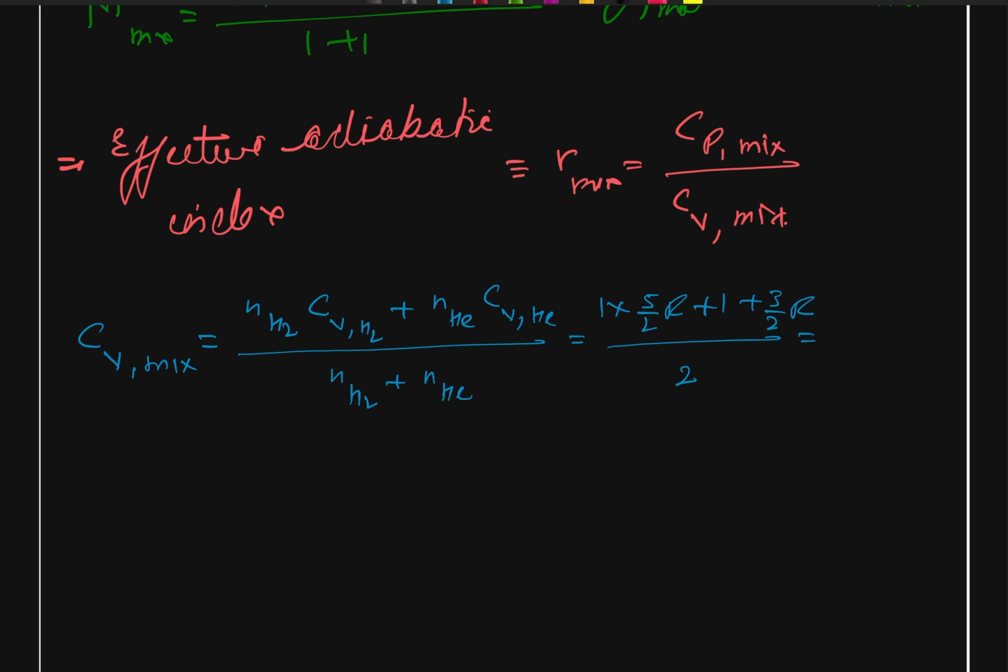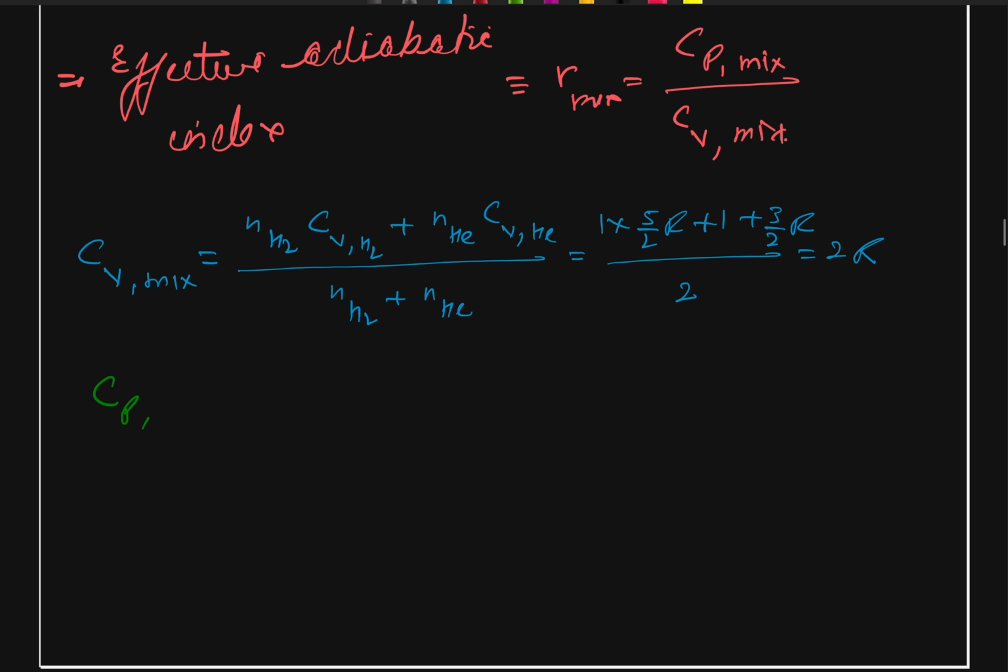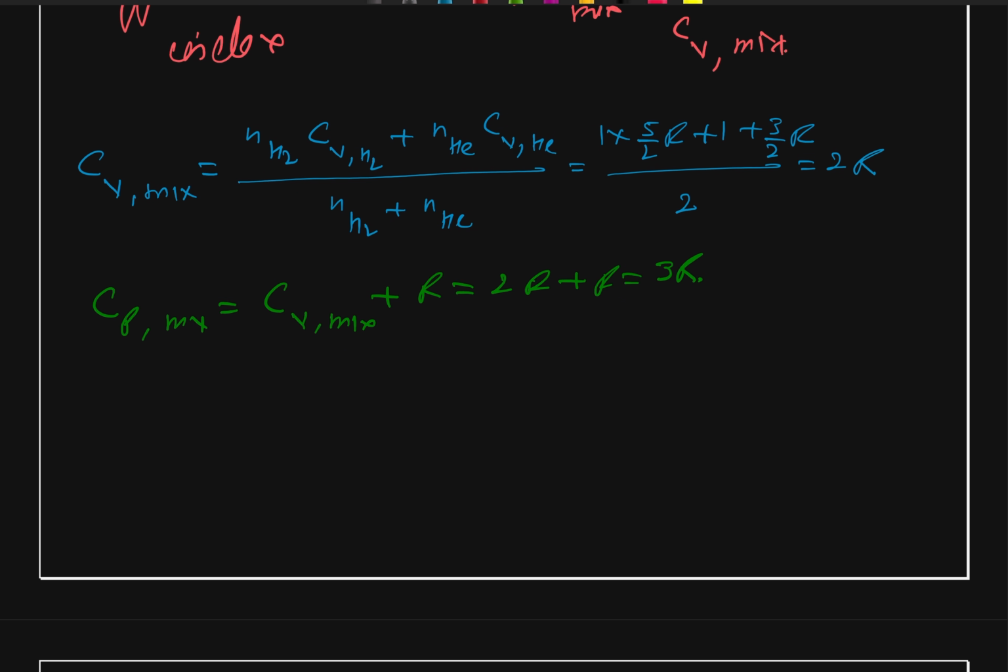This will be coming as 2R, and C of P for our mix will be equal to C of V of our mix plus R. This gives us 2R plus R, giving us 3R. Now we can easily calculate the gamma adiabatic index for our mix. C of P is 3R, C of V calculated is 2R. So it comes as 3 by 2.